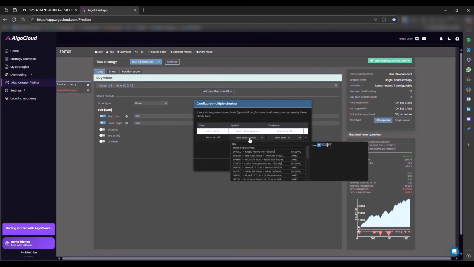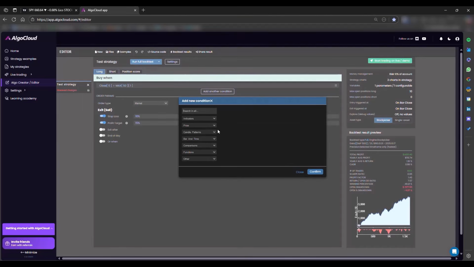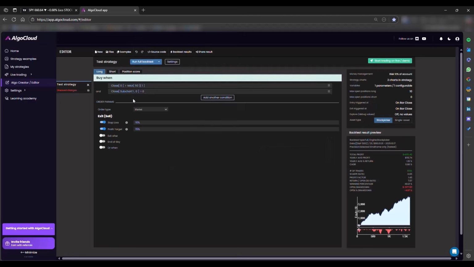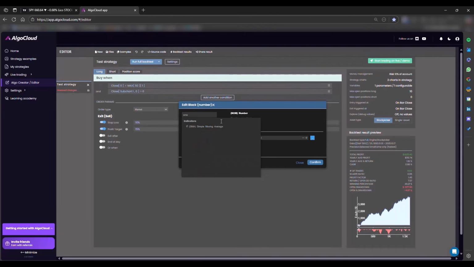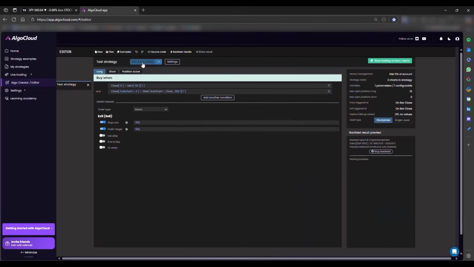Using the subchart function, we will display the SPY index and add a condition that we will only enter trades when SPY is in an uptrend. That is, when its closing price, so close, is higher than the 200-day moving average. So close must be higher than the 200-day moving average. Then we will run the backtest again.